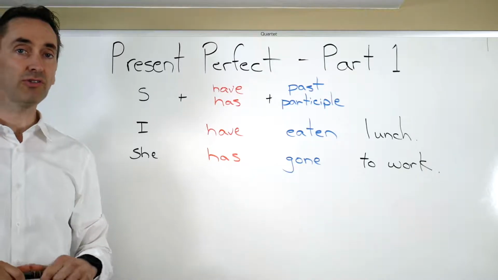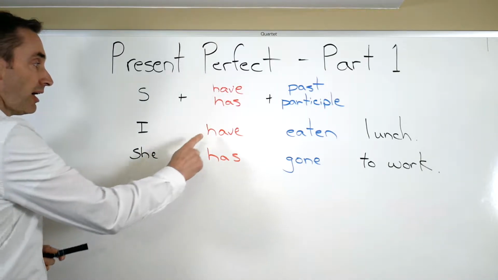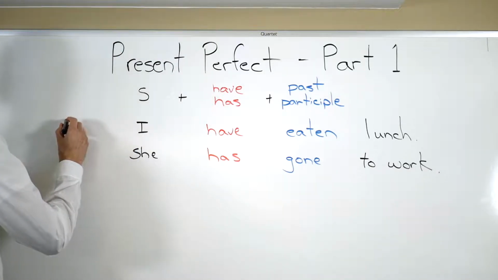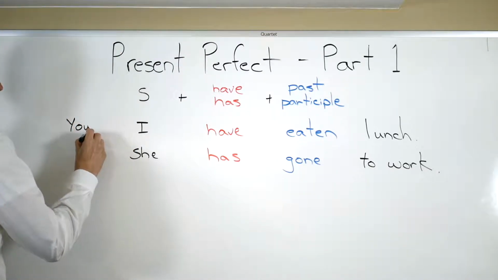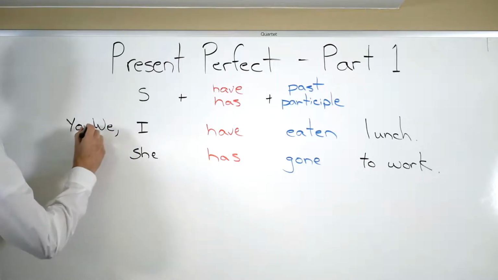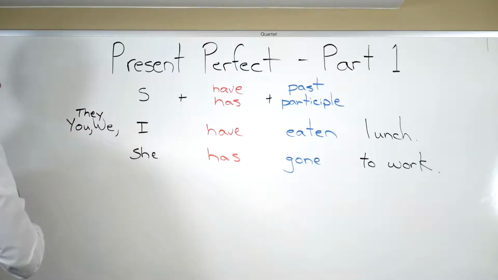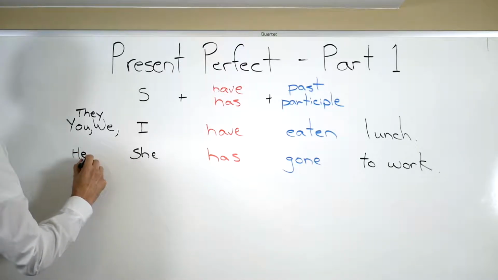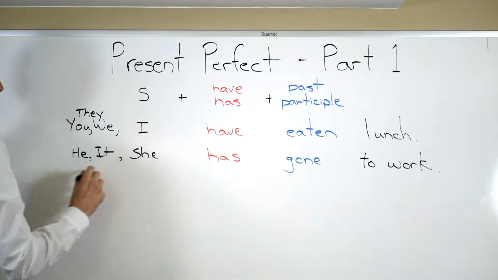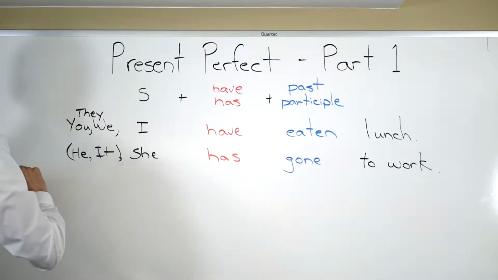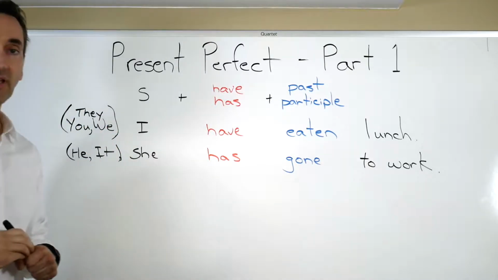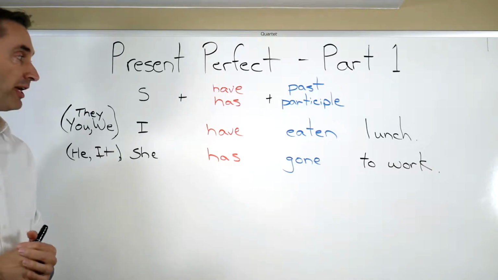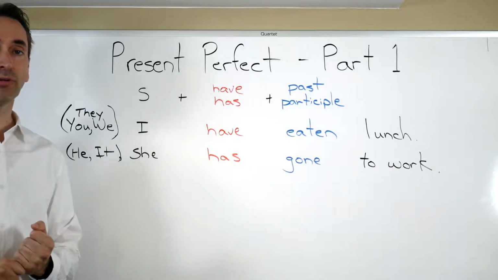So in our present perfect sentences, we use a subject, we use have or has. Have or has depends on the subject. If it's I, you, we, they, we use have. If it's he, she, or it, we use has. This is the same as all English grammar. We use the third person singular, we use the S form for that. In other forms, we use the regular form of the verb.